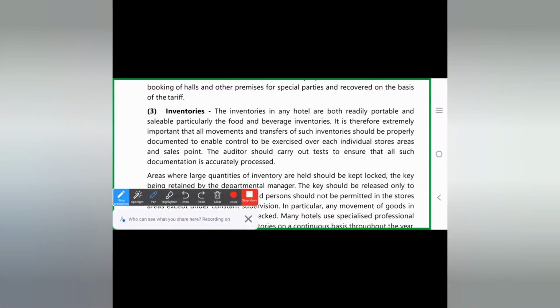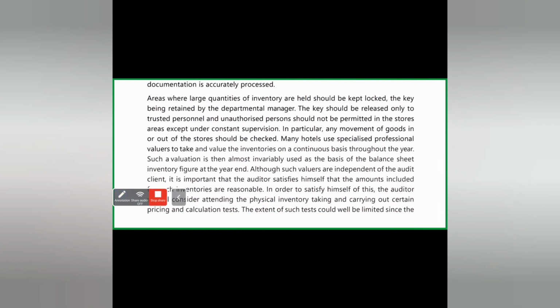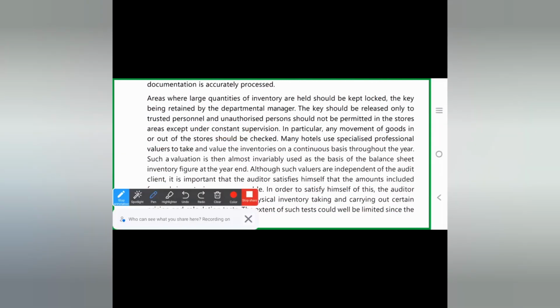In case of inventory, items in any hotel are both readily portable and saleable, particularly the food and beverage inventories. So it is extremely important that all movements and transfers of such inventories should be properly documented to enable control to be exercised. Areas where a large quantity of inventories are held should be kept locked. The key should be retained by the departmental manager. The key should be released only to trusted personnel, and unauthorized personnel should not be permitted in the stores.